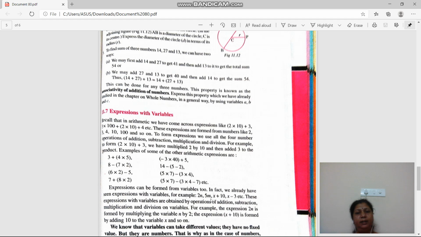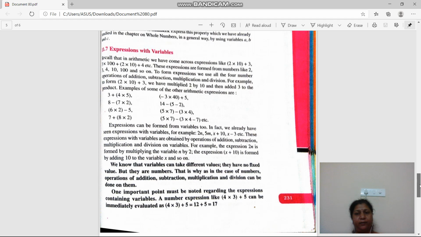5m means 5 multiplied by n. x plus 10, x minus 3. These are expressions with variables obtained by operations like addition, subtraction, multiplication and division on variables. So we already studied and formed such types of formulas and rules. 4L is equal to the perimeter of a square, right?